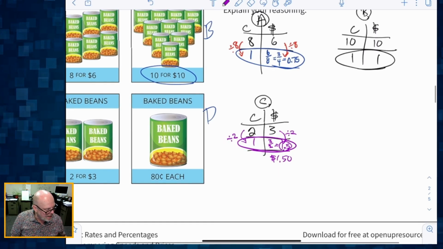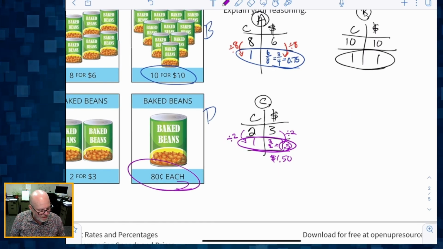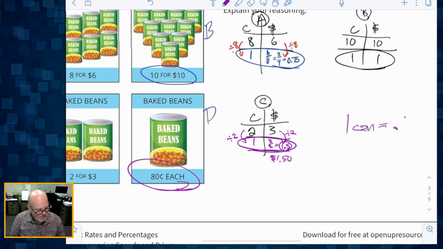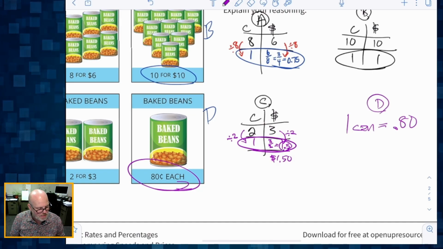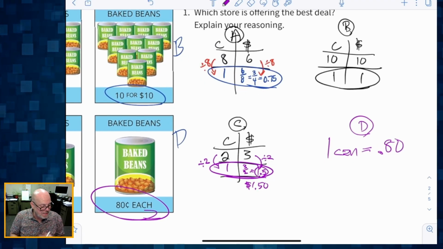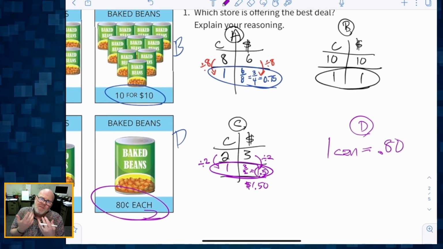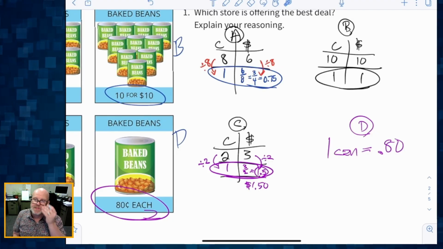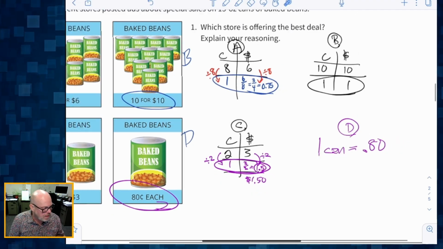And then option D is easy. 1 can is 80 cents. We don't even have to do any math there. So now we can automatically see which one's the best deal. The best deal is option A at 75 cents per can.